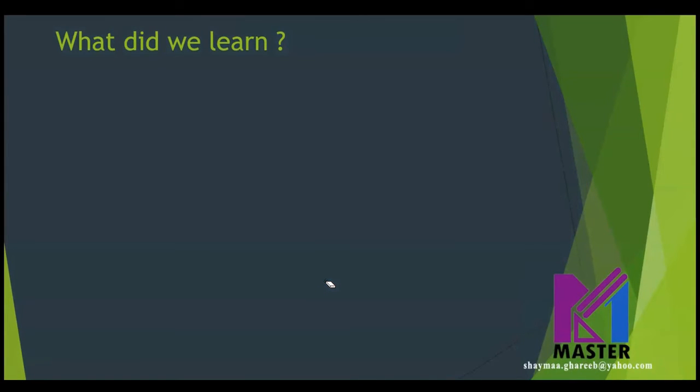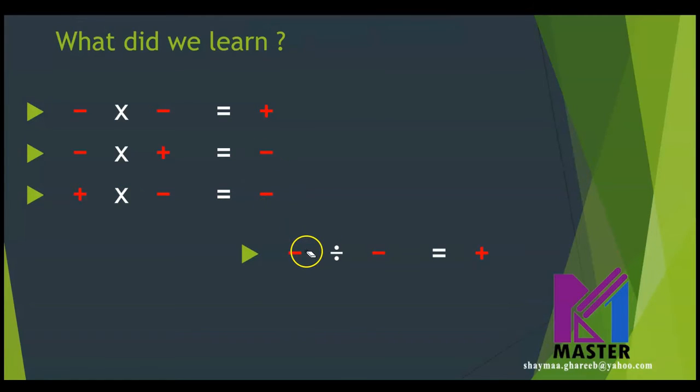Now let's sum up what did we learn today. We learned rules about multiplying integers. When I have 2 negative integers multiplied by each other, the answer is positive. If one of the integers is negative and the other one is positive, the answer is negative. Same exactly in the division.